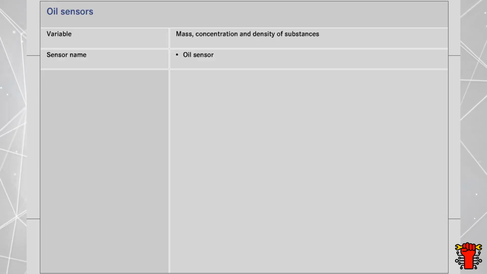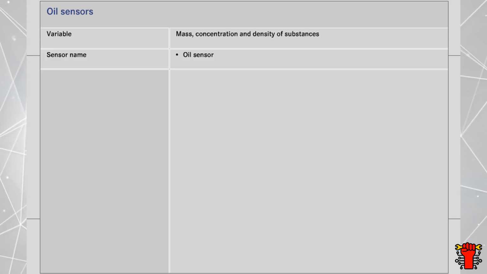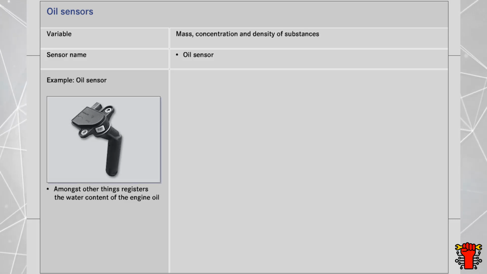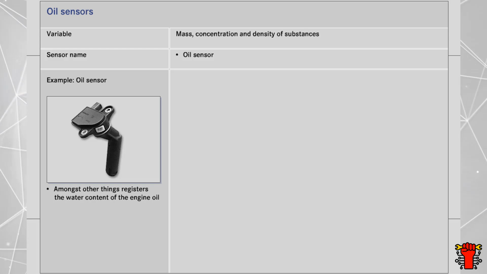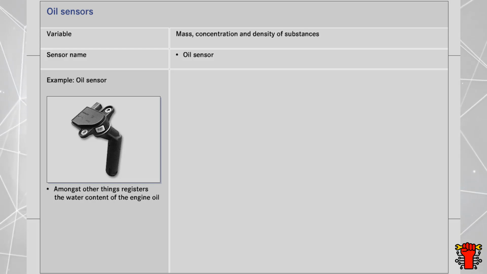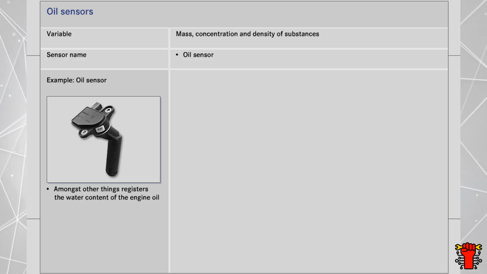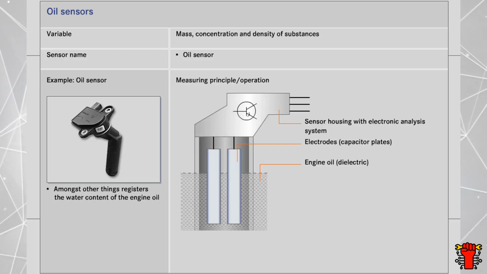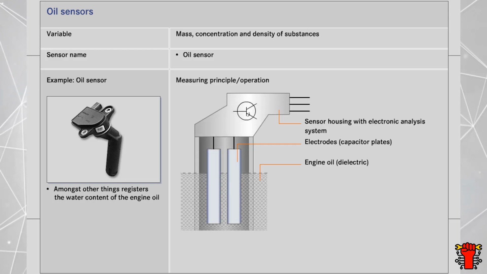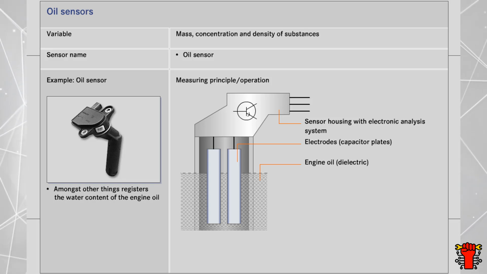The oil sensor is another example of how the composition of substances can be measured. This registers, among other things, the water content of the engine oil. Have a closer look at the principle behind this measuring procedure. Two electrodes are submerged in the engine oil. The electrodes act as capacitor plates, and the engine oil between them as the dielectric.